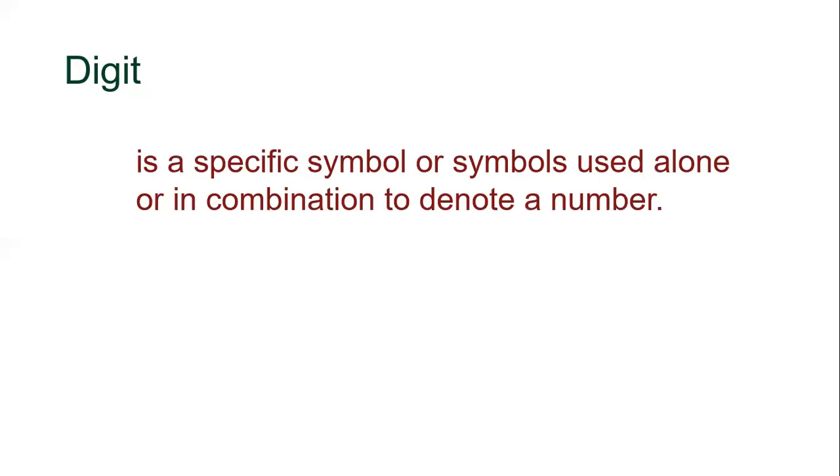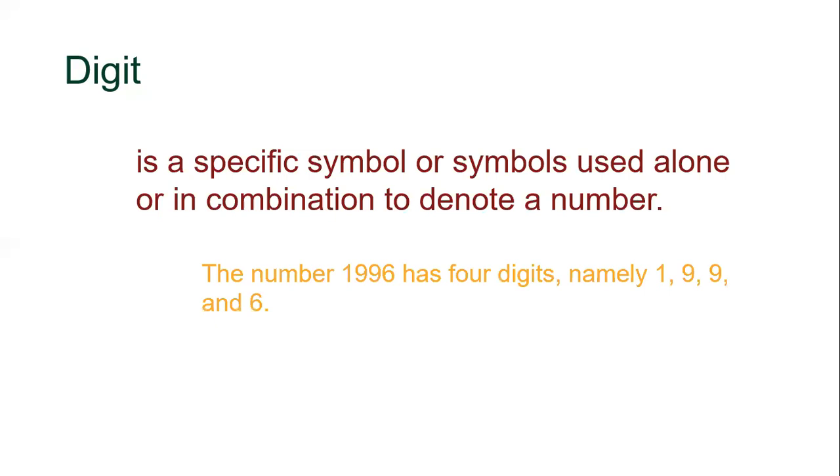What is a digit? A digit is a specific symbol or symbols used alone or in combination to denote a number. Examples of digits: the number 1996 has 4 digits, namely 1, 9, 9, and 6. Those are digits.